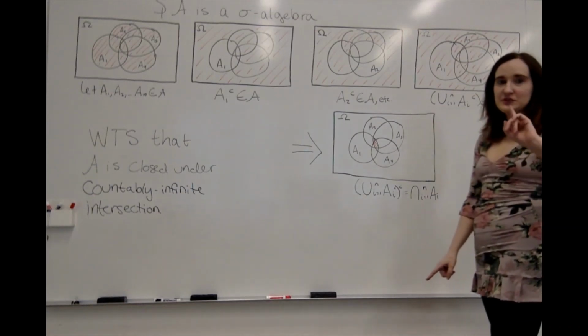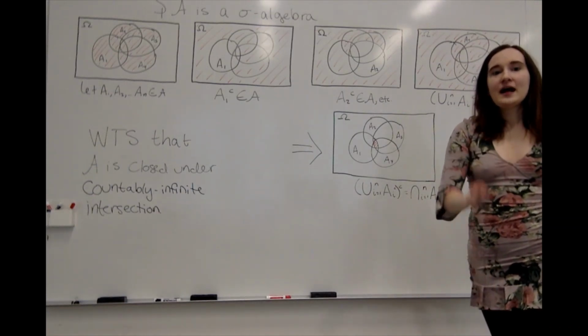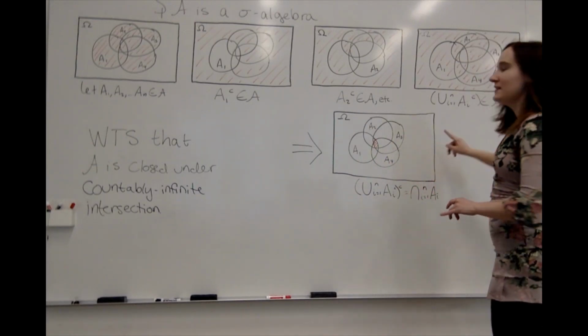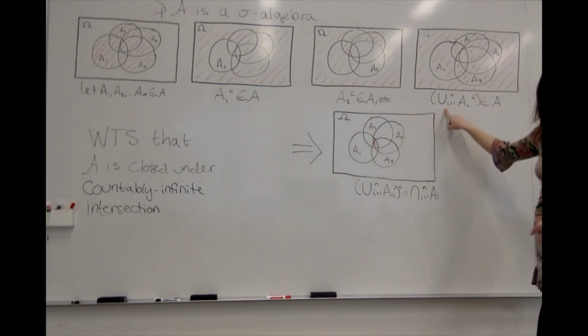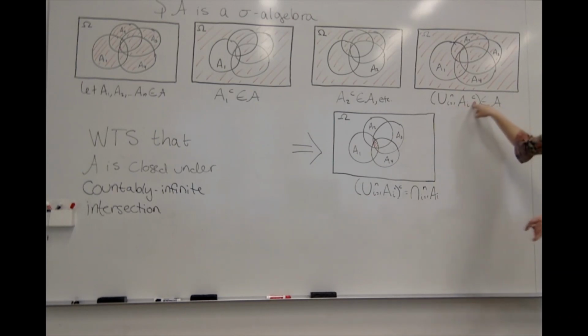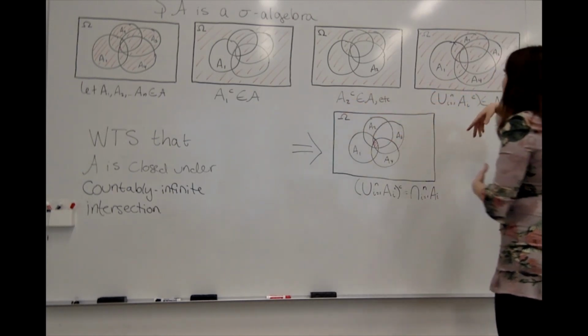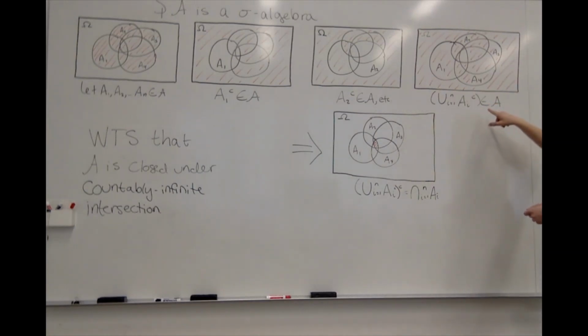A sigma-algebra is not just closed under complementation, it's also closed under countably infinite unions. So now we're going to take the countably infinite union of the complements of the elements of the sequence in our sigma-algebra. And that also is going to be an element of our sigma-algebra. So everything here in red. This piece here in the center, if you can see, is not shaded. This is the only part here that is not a part of that.